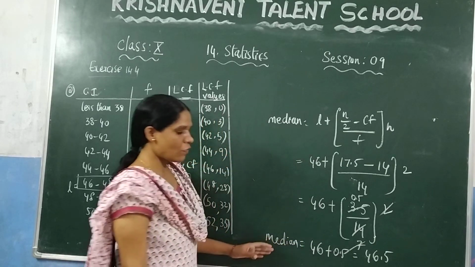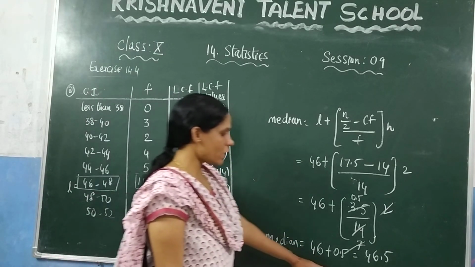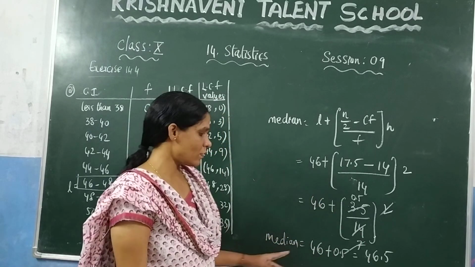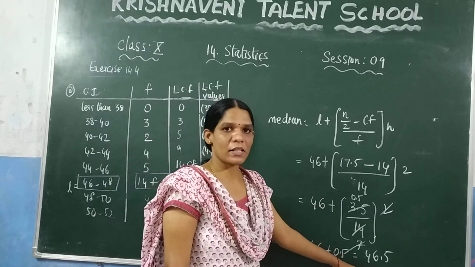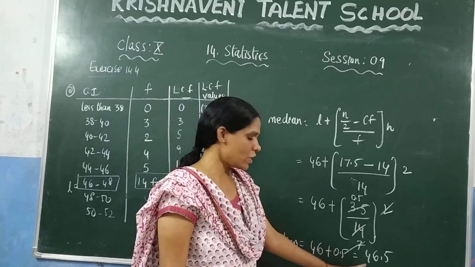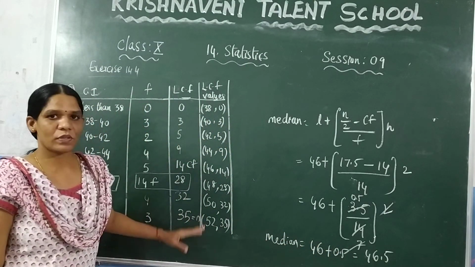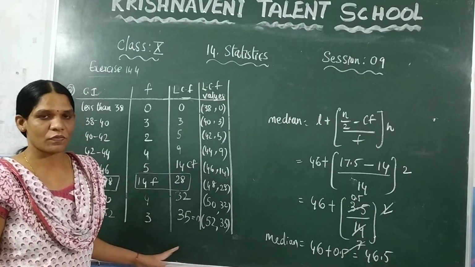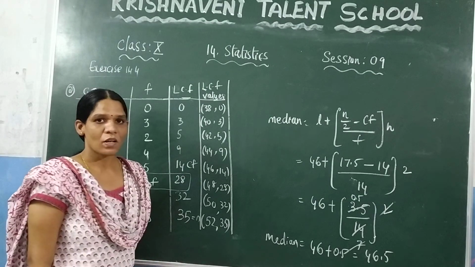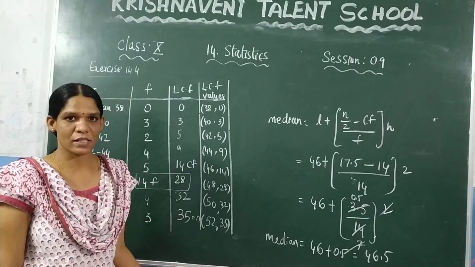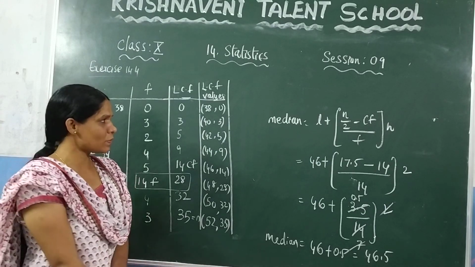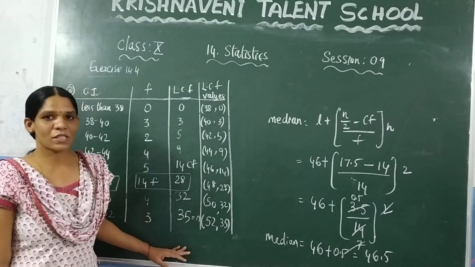If you see the graph also, you got the same thing. We got 47. So it is approximately equal to 46.5 or 47. Both are the same. Like this, you need to find the median in the case of the graph. This session is completed. One more problem is there in this exercise that you can do as homework. This chapter is also completed.